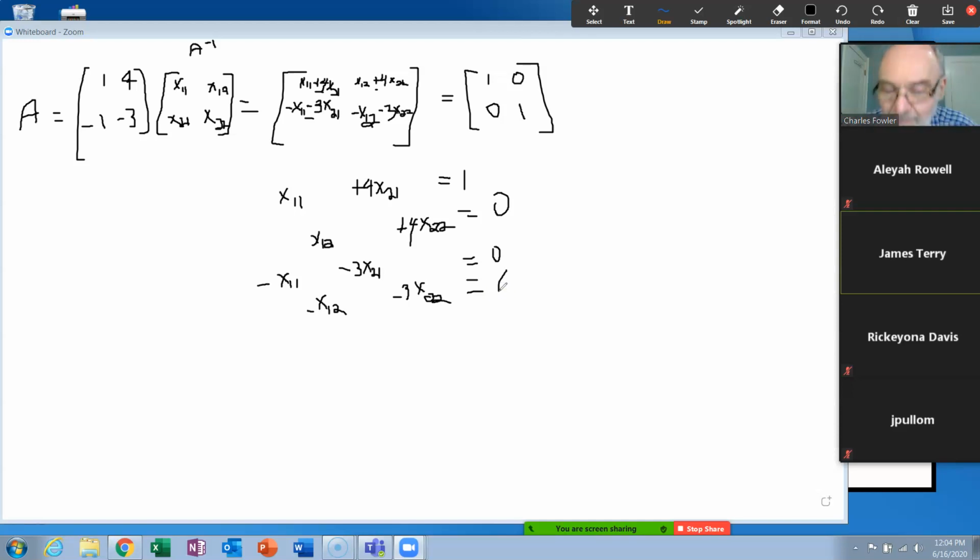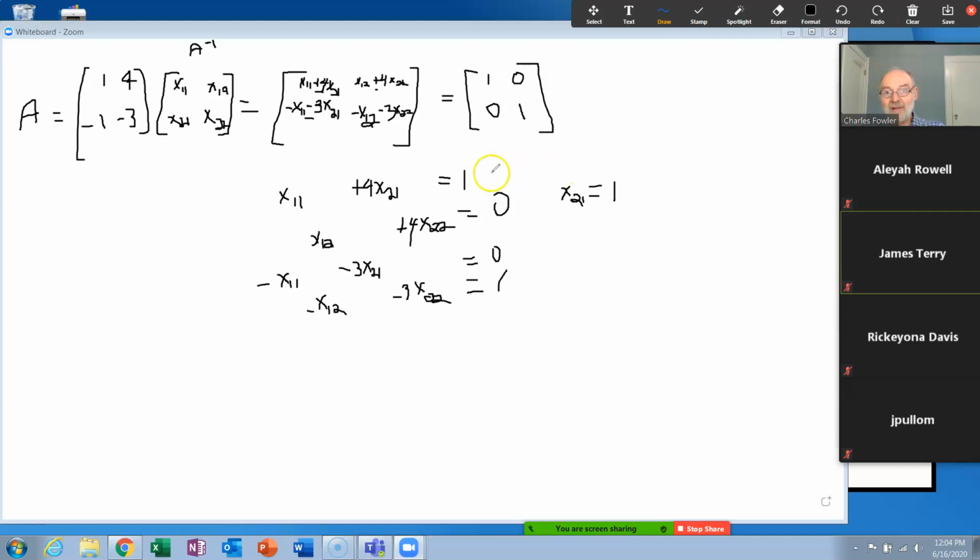Okay? Now, basically, we just have two equations, two unknowns, two equations, two unknowns, different ones. So if we take the first and the third equations and add those two together, you eliminate the 1,1s, right? And that gives you x sub 2,1, because 4x sub 2,1 minus 3x sub 2,1 is x sub 2,1. Add these two together, you get it equal 1. So we know one entry already.